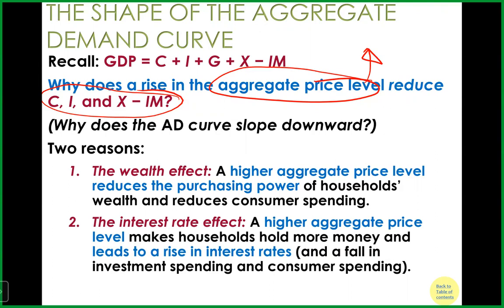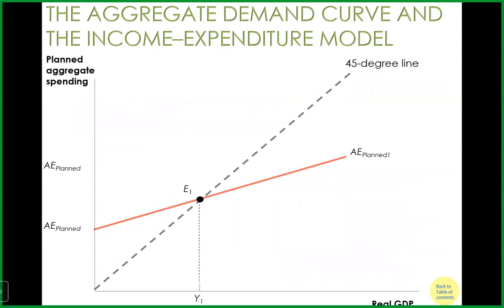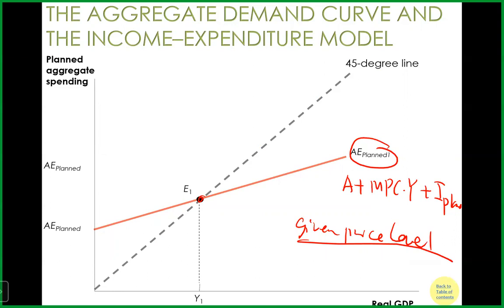All right, so now we are going to go back to the aggregate expenditure function we studied in the previous chapter. That gives you a connection between what we studied and what we just saw in terms of aggregate demand, okay? This is a diagram we are very familiar with, right? This aggregate expenditure plan is coming from A plus MPC times Y plus I plan, right? And as I said in today's introduction, this line is for a given price level. As a matter of fact, in the previous lecture, we did not talk about price level at all. Does that make sense?